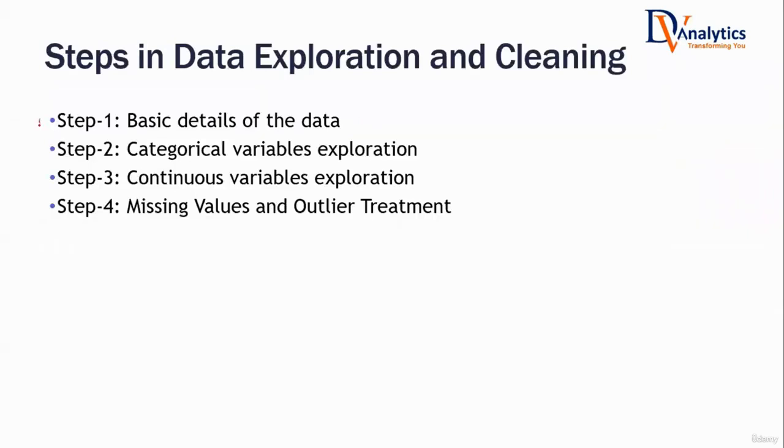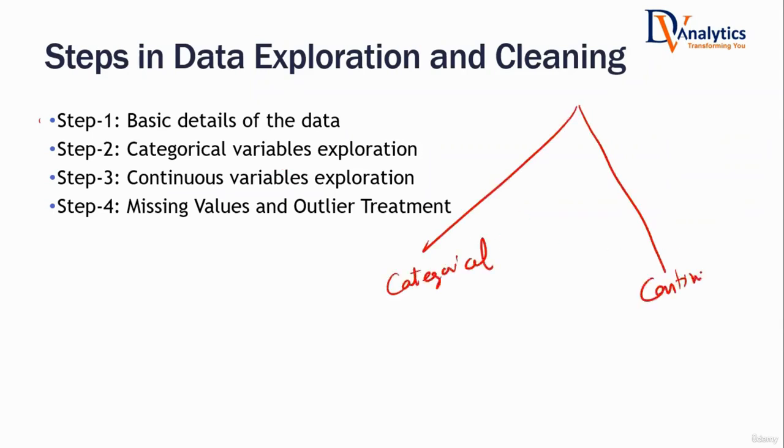That is step 1. Then we divide the data into categorical and continuous. We divide the data into actually 2 types. One is categorical. The other one is continuous. Give me examples of categorical variables. Some of the categorical variables: gender, marital status. Those kind of things are categorical.